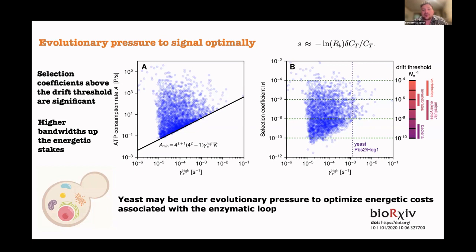And so we see, for example, that yeast under osmotic shock signaling, again, is able to signal with selection coefficients that range from, let's say, 10 to the minus 8 to 10 to the minus 3. And that, in general, goes above and beyond the drift threshold. So we're able to say that yeast may be under evolutionary pressure to actually optimize the energetic costs associated with this enzymatic loop.